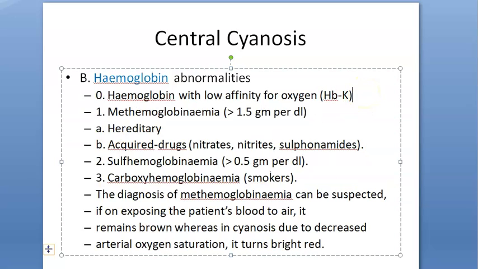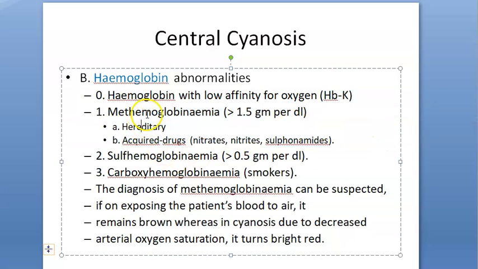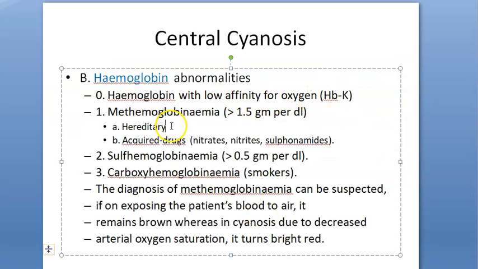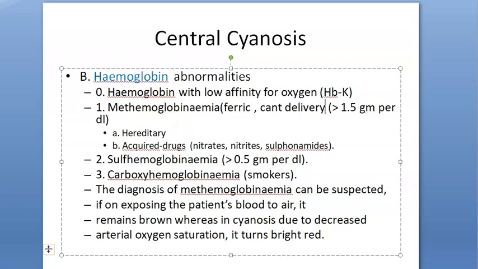Methemoglobinemia. Now, methemoglobinemia means what? This is yet another type of hemoglobin which won't be able to do its job. We have a complete video on methemoglobinemia. See, normal hemoglobin will have ferrous, but methemoglobin will have ferric. So it cannot deliver oxygen well. It can probably carry it, but it cannot deliver it to the tissues. That is the problem with methemoglobinemia. The ferric ion will be there and can't deliver oxygen to the tissues.